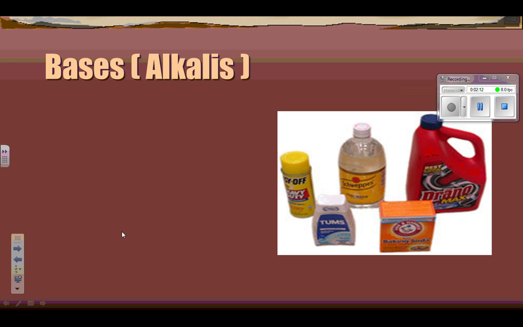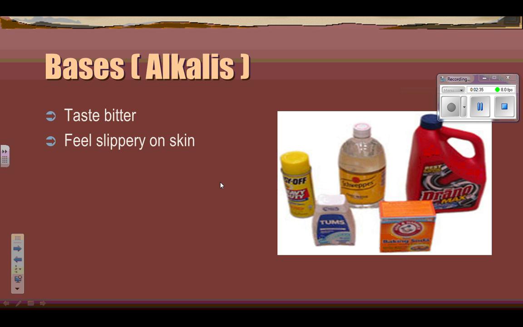All right, let's take a second now and look at bases, also known as alkalis. Here are some substances that are alkaline. Oven cleaner, you don't see that too much anymore. Drain opener, and this is tonic water, a kind of nasty tasting stuff that's used to mix up drinks. This is the antacid and baking soda, all examples of bases.